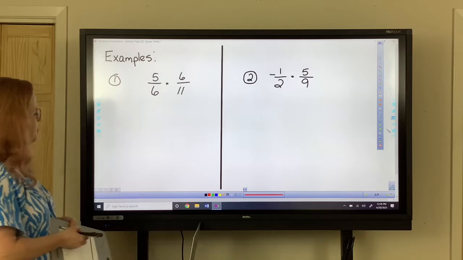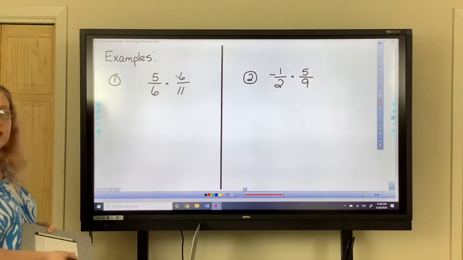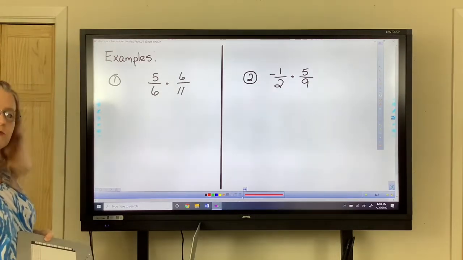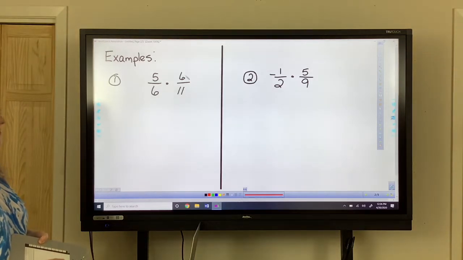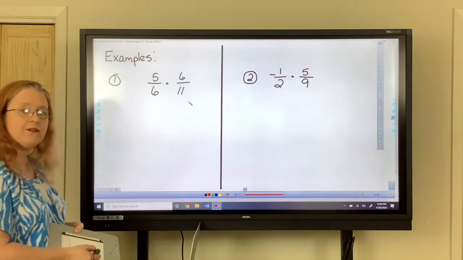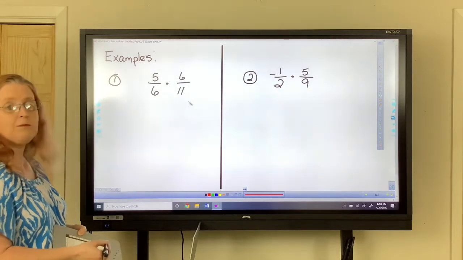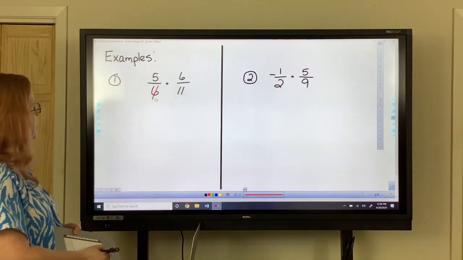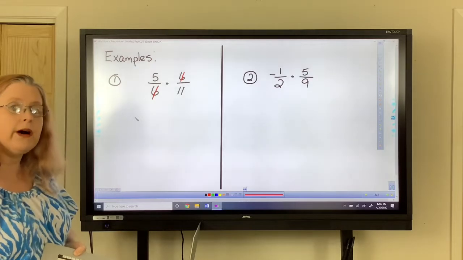All right, our first one here, these are not mixed numbers, they're just regular fractions. And so we're going to look to see if we can reduce anything. So you can look at any of the numerator values and any of the denominator values. And if they will divide evenly by any number, you can reduce them. So what I see is this 6 will divide into this 6, and they cancel out to be 1.